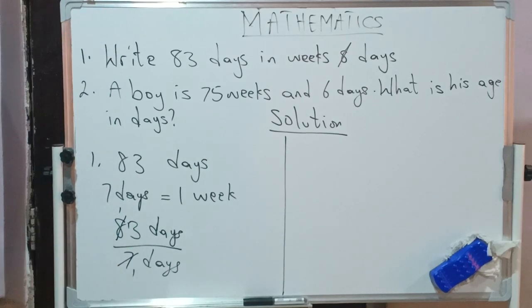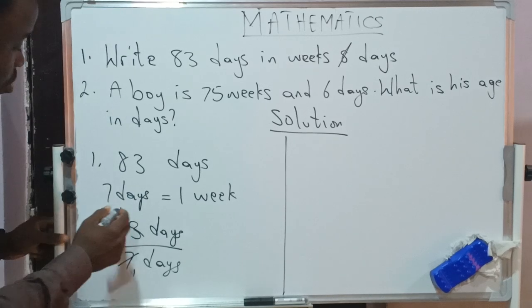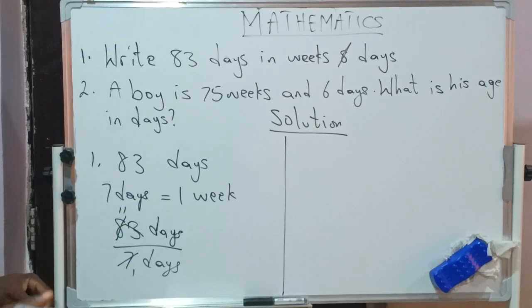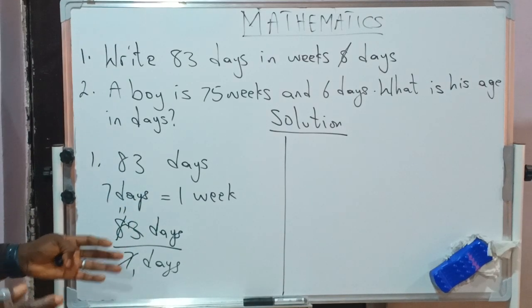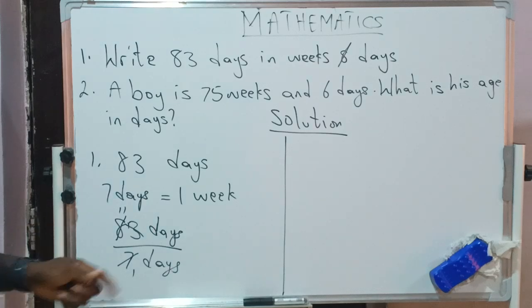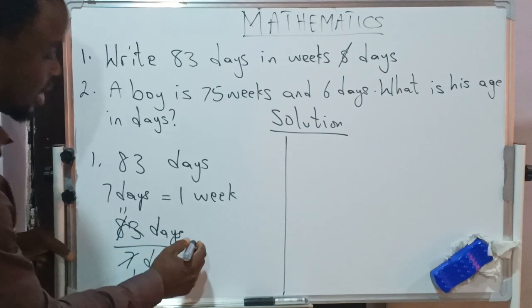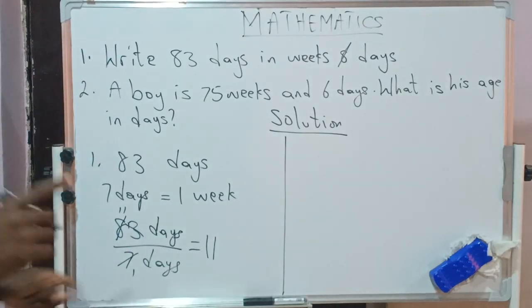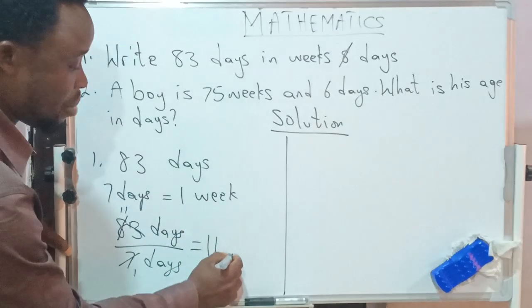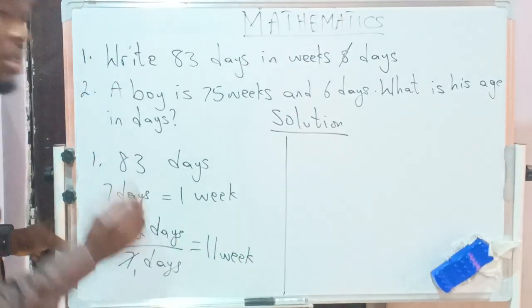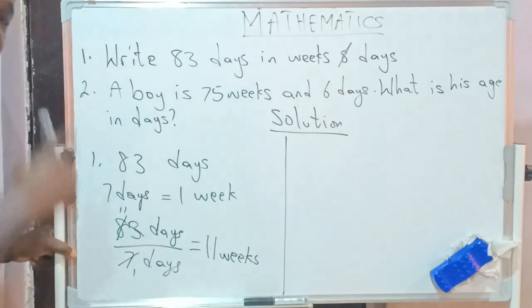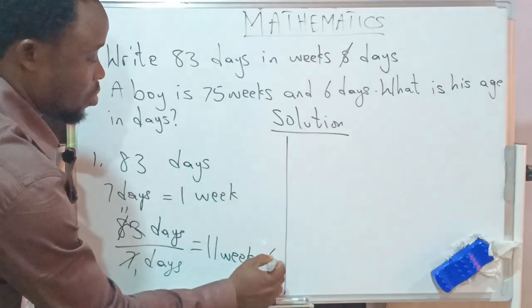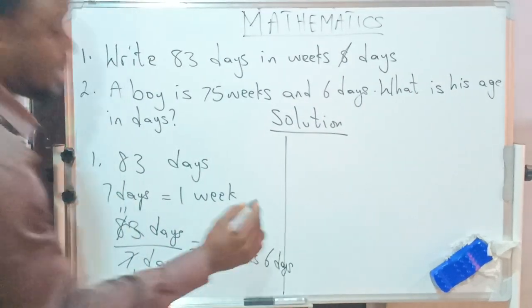This is 13. 7 in 13 also is 1. Remember what? 6. Because 7 times 1 is 7, 7 times 2 is 14, and this is 13. So what that means is I have 11, and the remainder is 6. That means I have 11 weeks. Then the remainder, which is 6, will now be 6 days.